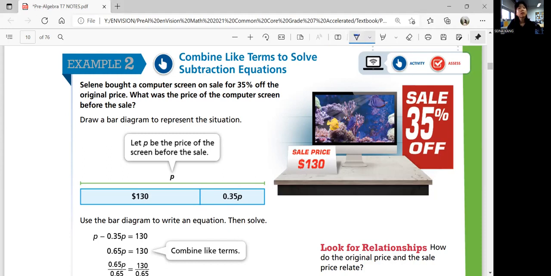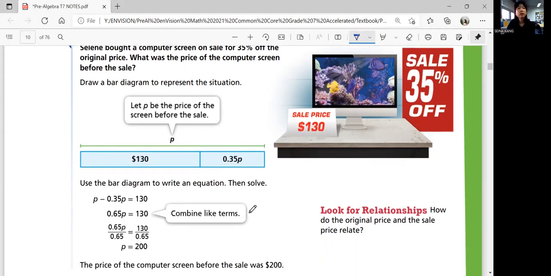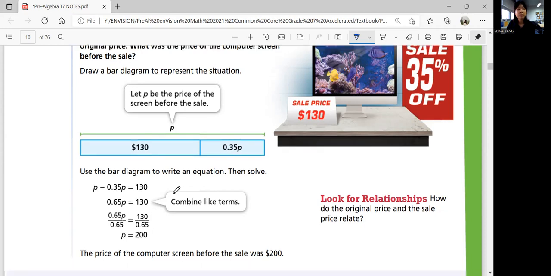So how do we figure out P? You can simply write a subtraction equation. P minus 0.35P is equal to 130. And you can combine the like terms and say, oh, 0.65 times P is 65% of the original is what we have right now, which is 130, right? And solve for P by dividing each side by 0.65, and P is 200. So 200 was the original price.